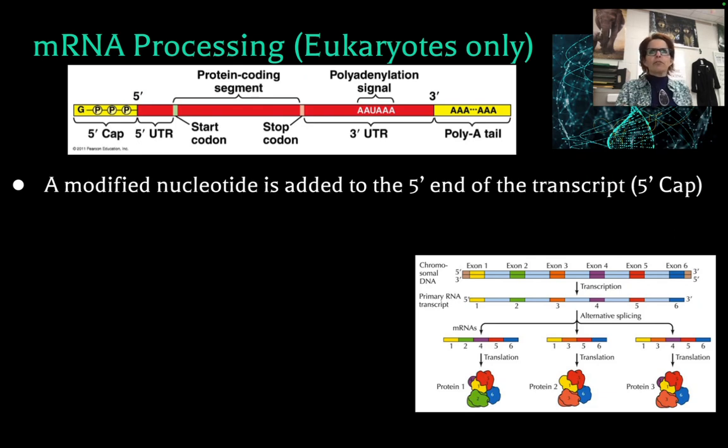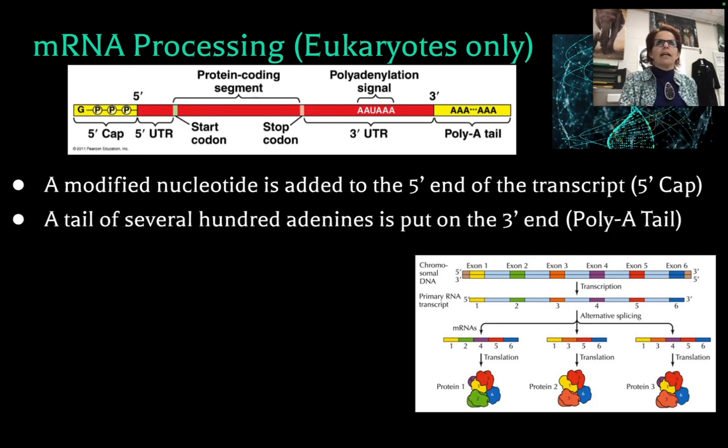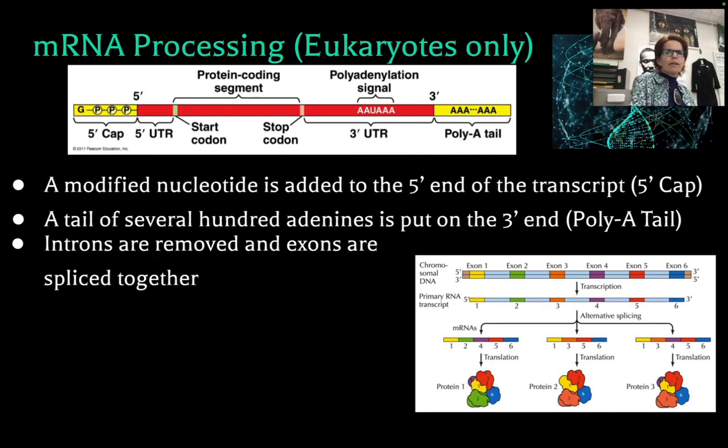It says a modified nucleotide is added to the 5' end, so we call that the 5' cap. You can see it in yellow on the left side. And then a tail of several hundred adenines called the poly A tail is on the right side. That's added to the mRNA. And then we have to cut out the introns and splice the exons together.